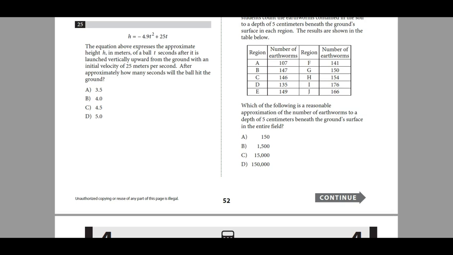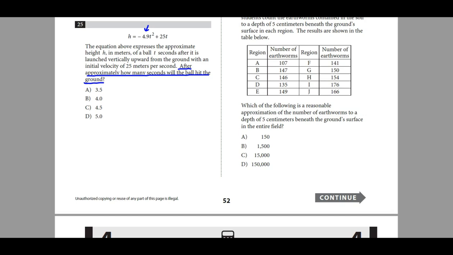The equation above expresses the approximate height of a ball t seconds after it's launched vertically from the ground with an initial velocity of 25 meters per second. You don't really need to know that in here, but negative 4.9 is the constant due to gravity if you've taken a physics class. But the main question says, after how many seconds will the ball hit the ground?